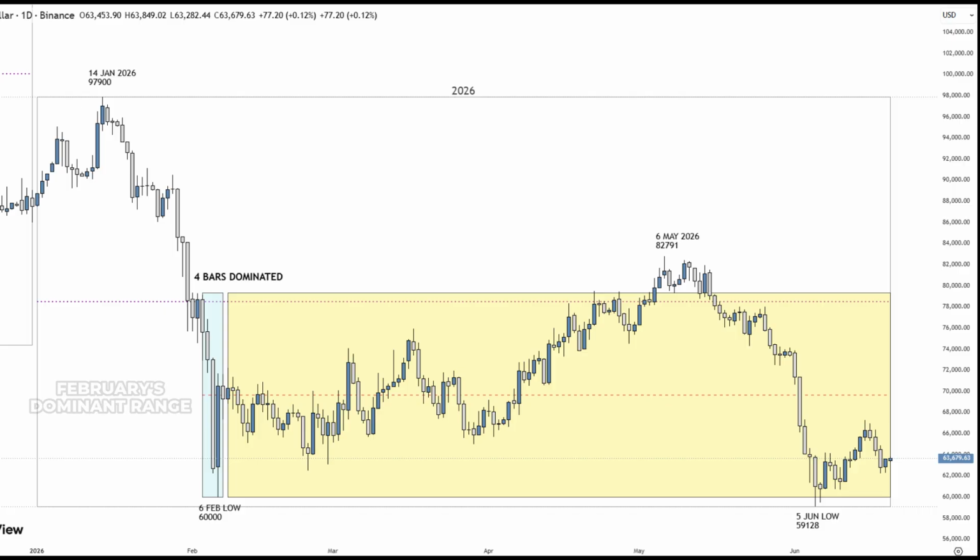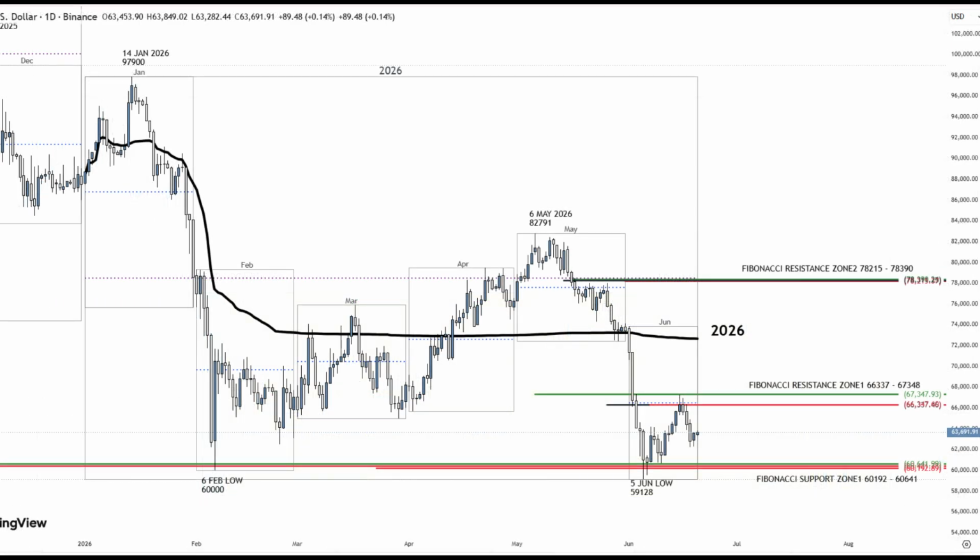We need to explain what is happening here. Buyers keep defending price from going lower, but are fighting against the weekly and monthly trend. Any upside move is currently being controlled by the Fibonacci resistance zone between 66,337 and 67,348, the 2026 anchored VWAP, and the higher Fibonacci resistance region between 78,215 and 78,390. On the downside, we have strong Fibonacci support between 60,192 and 60,641. Now you understand the 2026 price action.